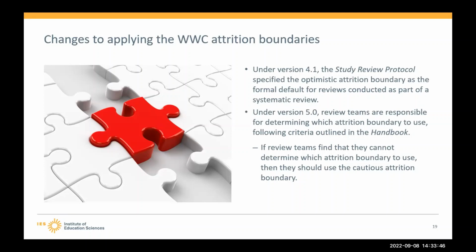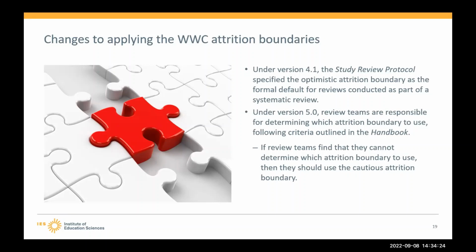So another major change to the standards in version 5.0 relates to applying the WWC attrition boundaries. So prior to the version 4.1 standards, the WWC relied on topic area review protocols to determine which attrition boundary was most suitable for a given intervention. The study review protocol that was developed as a companion to the version 4.1 standards formally designated the optimistic attrition boundary as the default boundary for reviews conducted as part of grant competitions or conducted as part of WWC systematic reviews, such as intervention reports.